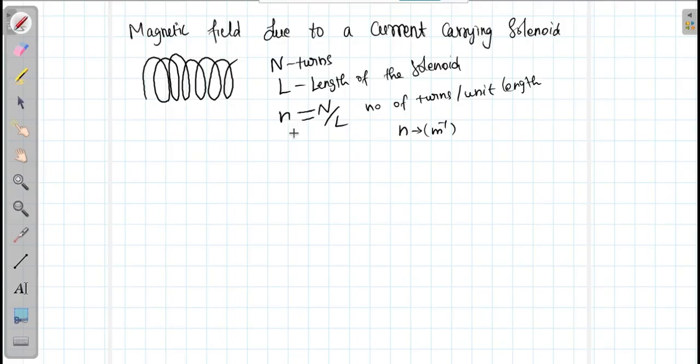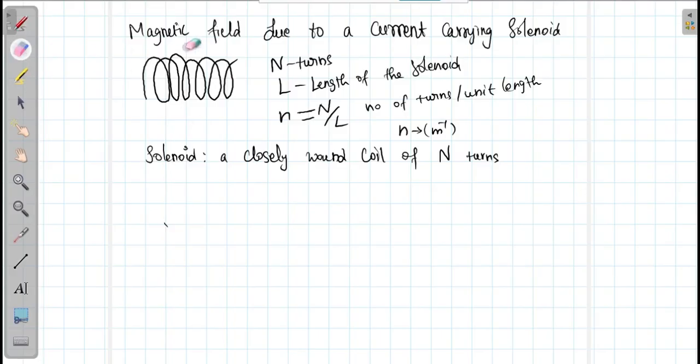Okay. Actually, what is a solenoid? It is a closely wound coil of N turns. See, the magnetic field due to a single circular coil is something different from a current carrying solenoid, because here the shape is entirely different.